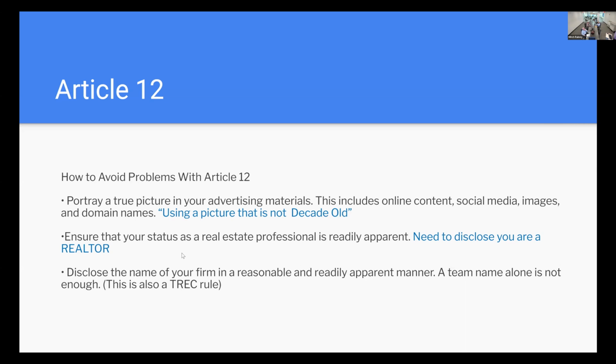Ensure that your status as a real estate professional is readily apparent. You need to disclose that you are a realtor. TREC doesn't say that, but our code of ethics says you will. Realtor can only be used with your name. Mitch Rainey, Realtor. You can't do Mitch Rainey Houston Realtor or number one Realtor, nothing like that. It's your name and the word, the copyright. And you always have to disclose the firm in a reasonable and readily apparent manner. So Keller Williams Memorial has to be on all your marketing, no smaller than half the size of the largest contact information.